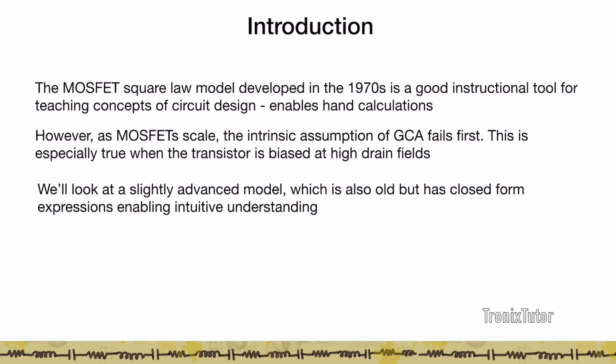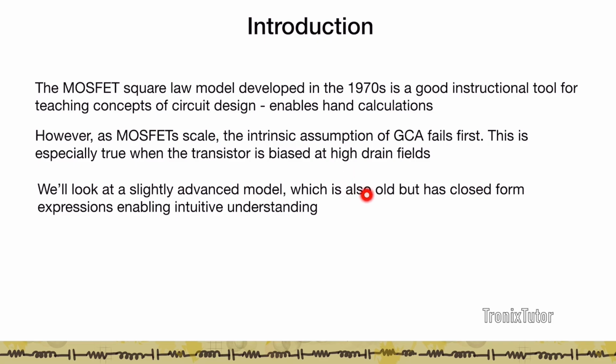Now, when we discussed the model, we also looked at the fact that as MOSFETs scale, or as the electric fields in the MOSFETs increase, the assumption of the gradual channel approximation actually fails. And this is very true when the transistor is biased at high drain fields. So in such situations, we use something which is known as a velocity saturation model.